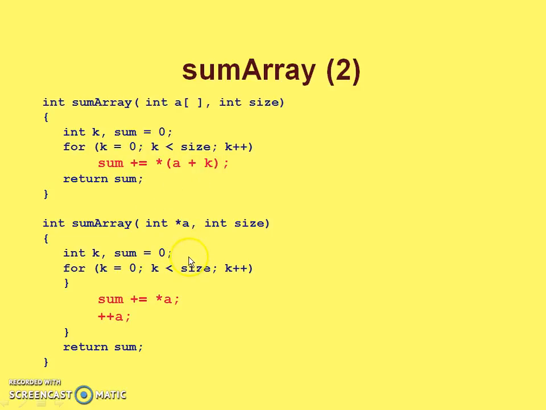And in the third program, if you observe, when an array is passed as an argument, the formal parameter is represented as a pointer. In all the three cases, if you observe, the result will be the same.